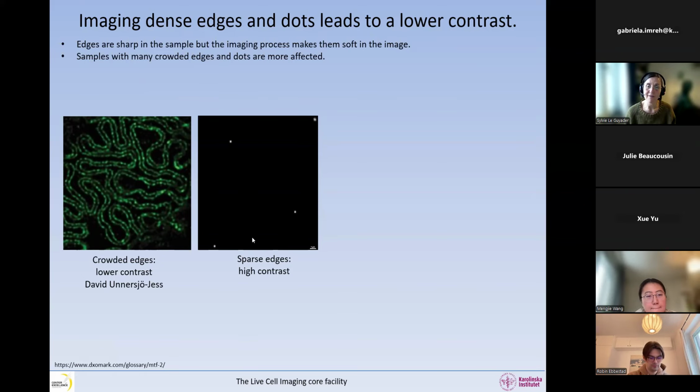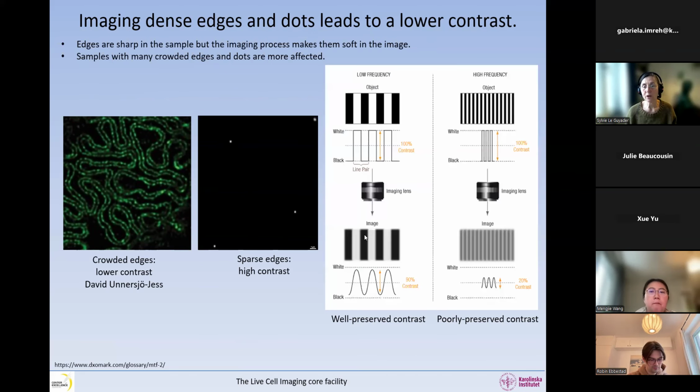But if we have sparse edges, like in here, we also have the edge on one side and the edge on the other side of the dot, we have a high contrast because they're sparse. So when we look at the way it works in the microscope, here we have an object, let's say. Physicists love lines like this, so they use these lines all the time to measure how the microscope functions.